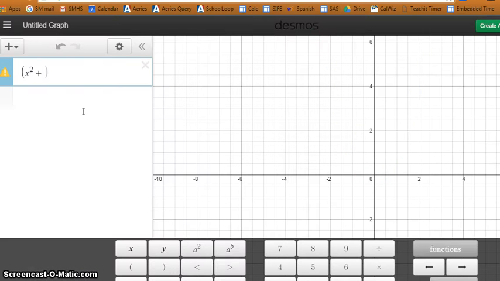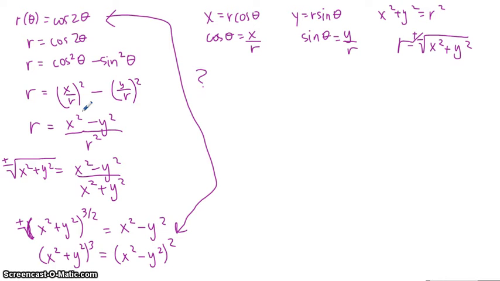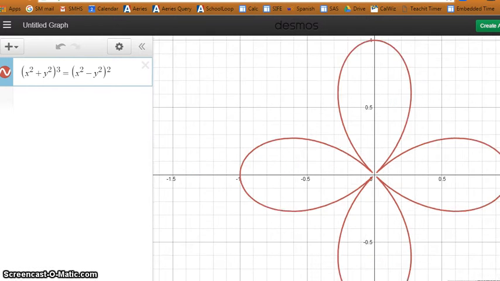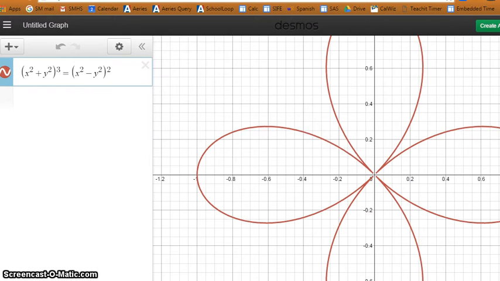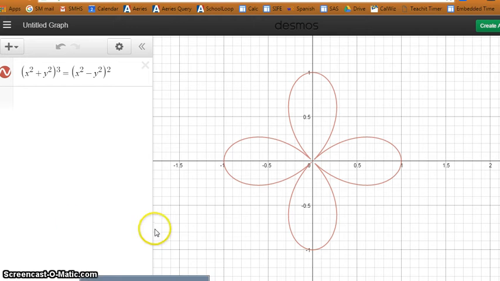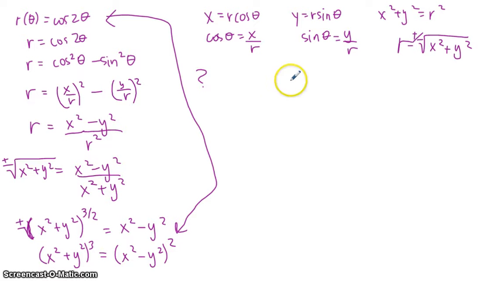So it's x squared plus y squared to the third power is equal to x squared minus y squared to the second power. And voila, we have our exact same graph, except in Cartesian form. So now that one was pretty difficult. Let's try one more example.